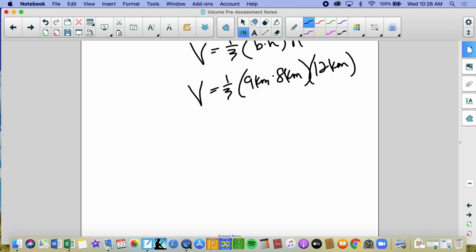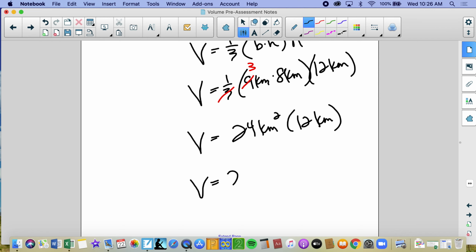Now we see we have 1/3 times 9 times 8 times 12. I could even cross cancel at this point. That's okay. I could have also canceled the 3 with the 12 instead of the 9. Not both of them, just instead. So now I have 3 kilometers times 8 kilometers, which gives me 24 kilometers squared times 12 kilometers, which is going to be a big number. 24 times 12, which is 288 kilometers cubed.